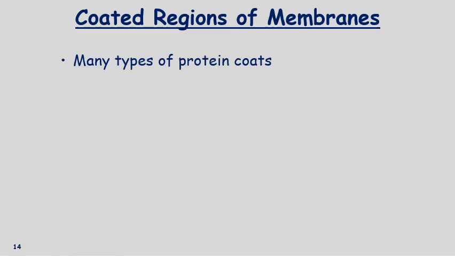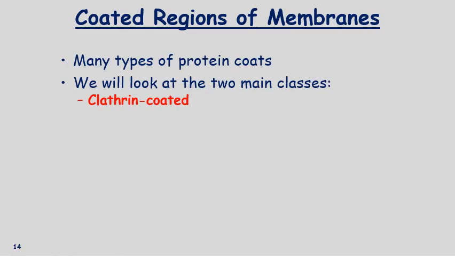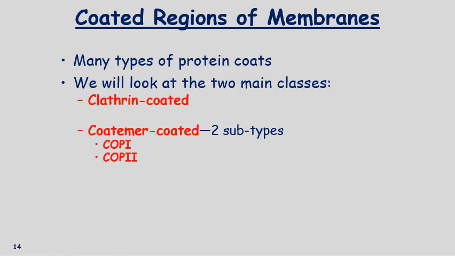So now we're going to see what happens. Basically, you have many types of protein coats, two major classes. One of them is clathrin coated. The other class is coatomer coated. That's where you have your COP1 and your COP2. So COP1 and COP2 are coatomer types of coating proteins.